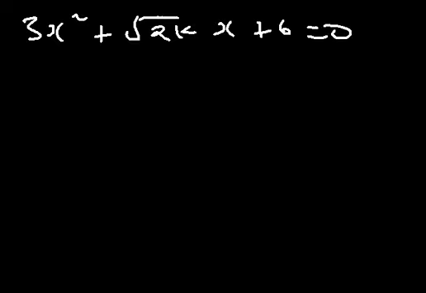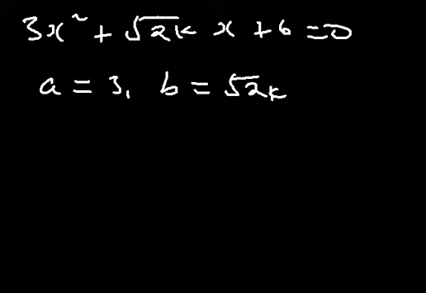Let's say we have 3x squared, and say the square root of 2k rather, times x, plus 6, which is equal to 0. Now, given that this one has one real root, find the value of k. So know that a is given as 3, and b will be given as the square root of 2k, because all these are constants. 3 as well as k, those are constants. And we have c that will be given as 6.